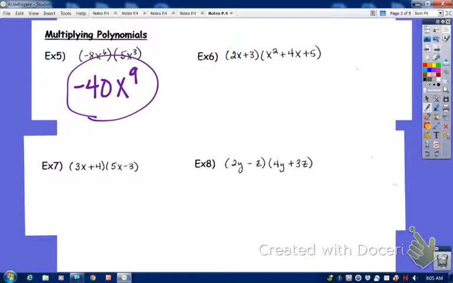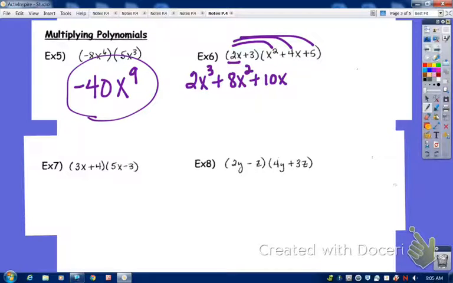Example 6 is a binomial times a trinomial. So this one's going to be a little bit harder. Anytime you have a binomial times a trinomial, you're just using the distributive property, and you're going to start with your 2x, and you're going to distribute your 2x into the second parentheses. So we're multiplying, so we're adding exponents. What's 2x times x squared? 2x to the third. 2x times 4x, 8x squared.